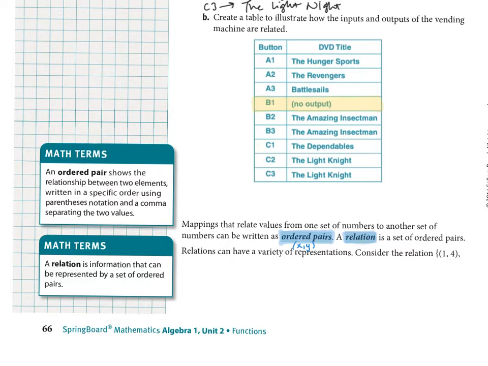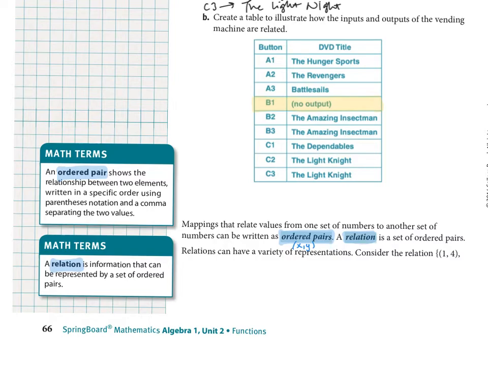Keep in mind, looking on the left side, an ordered pair shows the relationship between two elements, our input and our output. It's written in a specific order. Our input has to come first, then our output, just like x comes before y. It's also written with parentheses notation and a comma separating the two values. Whereas a relation is information that can be represented by a set of ordered pairs. So relations can have a variety of representations, just as we said. We're going to consider the relation and continue on to the next page.